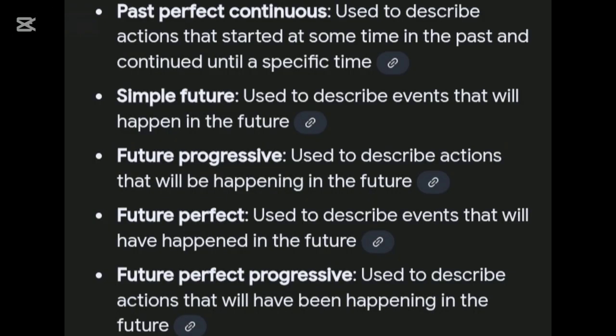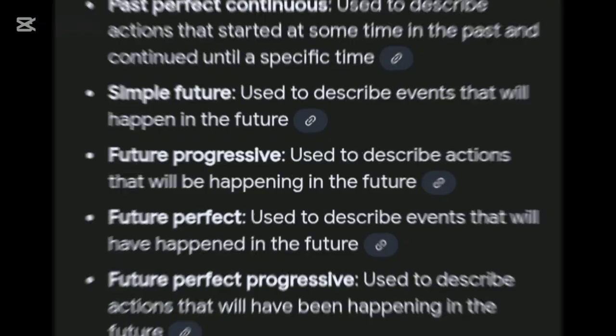Future progressive: used to describe actions that will be happening in the future. Future perfect: used to describe events that will have happened in the future. Future perfect progressive: used to describe actions that will have been happening in the future. Okay, let's see some examples.